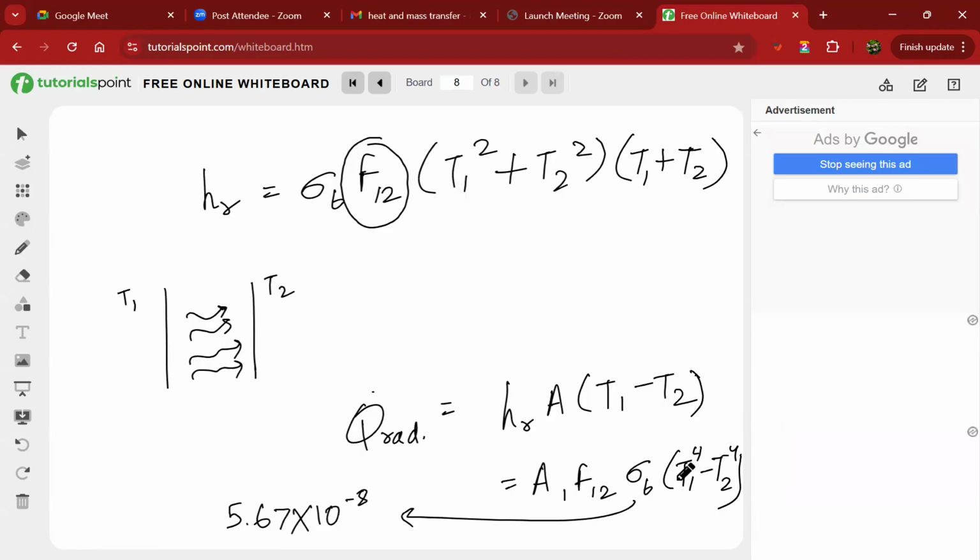Okay. And what is this F12? This F12 is basically the view factor. View factor is also important. Many questions are coming nowadays in GATE on the basis of view factor only. So if you equate this equation and this equation, you will ultimately get this particular thing. Okay.